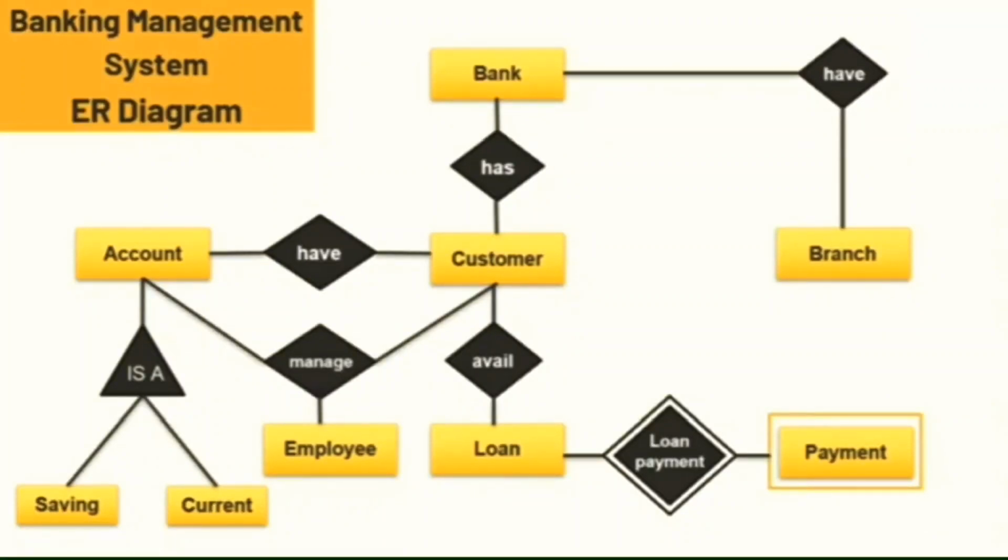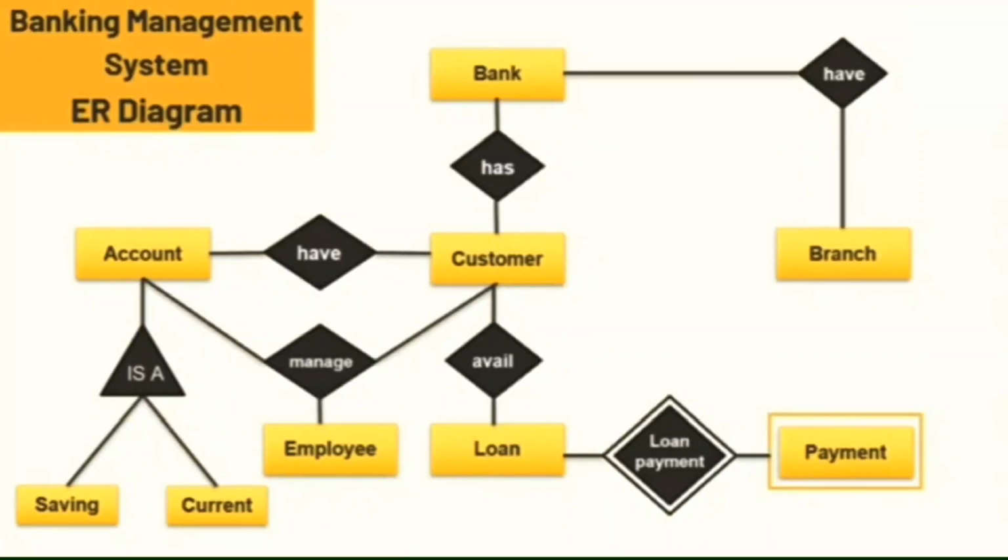So a weak entity depends on a strong entity to ensure the existence of the weak entity. So in this ER diagram, payment is the weak entity, and loan payment is the identifying relationship. So the primary key of the loan along with the partial key would be used to identify the records. Weak entities are represented with a double rectangular box in an ER diagram, and identifying relationships are represented with a double diamond. Partial key attributes are represented with dotted lines. So these are the relationships which I have defined among these 6 entities.